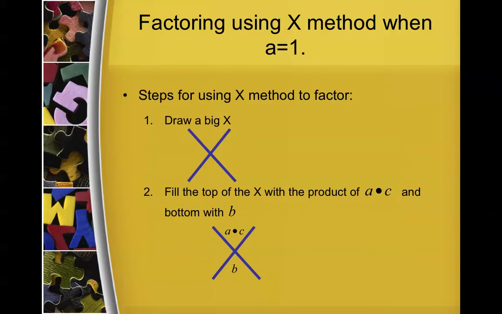There are different methods that can be used to factor a quadratic polynomial. However, I prefer this method, which is called the AX method. However, this one only works when the coefficient of the quadratic term, a, equals 1. So first you draw a big X, and on top of this X, you fill in a times c, the product of a times c. And in the bottom is the number corresponding to b.